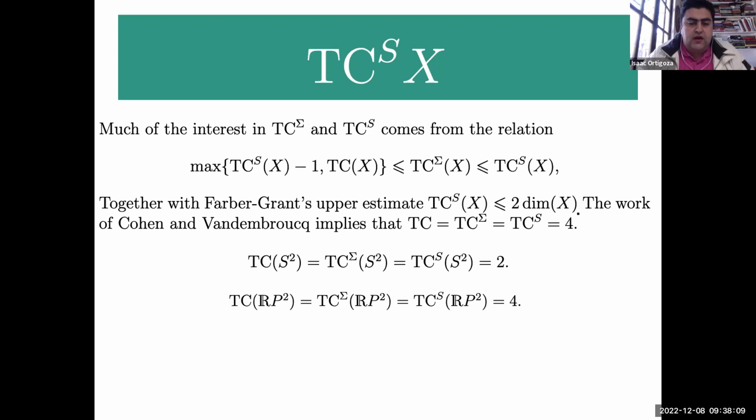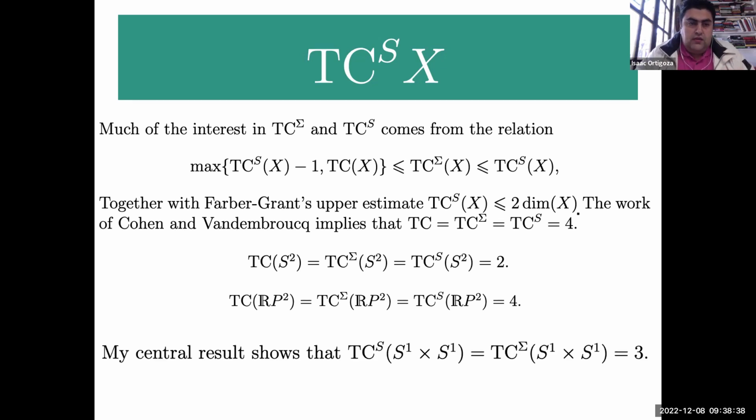And there's an analogous equality for the spheres, and it is equal to 2. Jesus Gonzalez used the massey work to show that the TC sigma and the TCS of the projective plane is equal to 4. My central result shows that the TCS of the torus is equal to the TC sigma of the torus, and it is equal to 3.